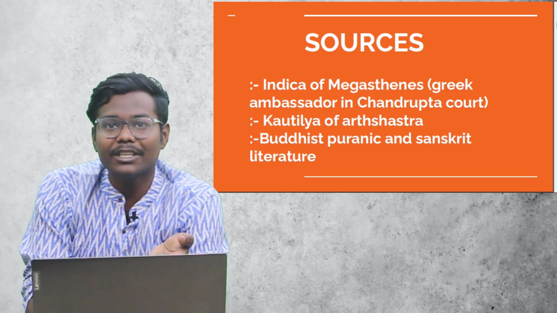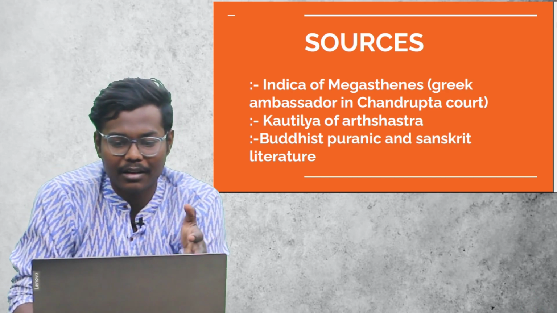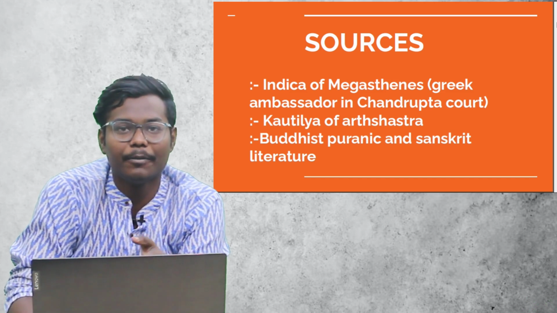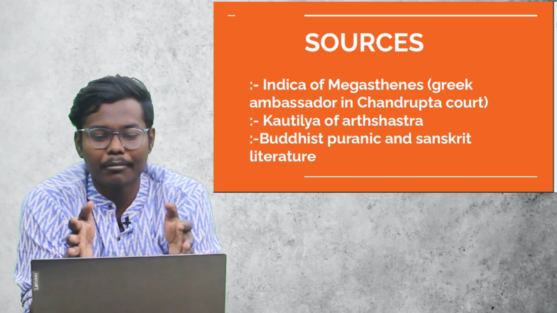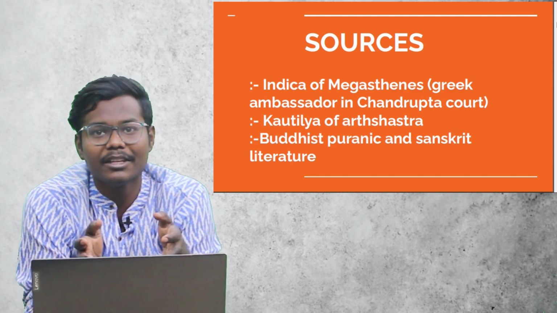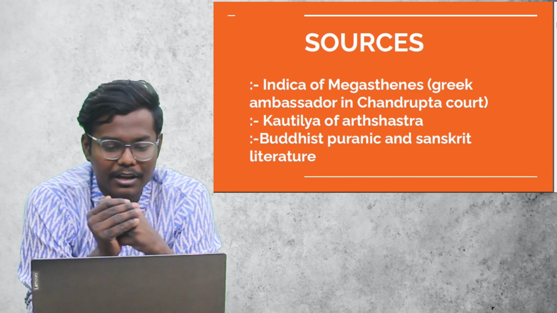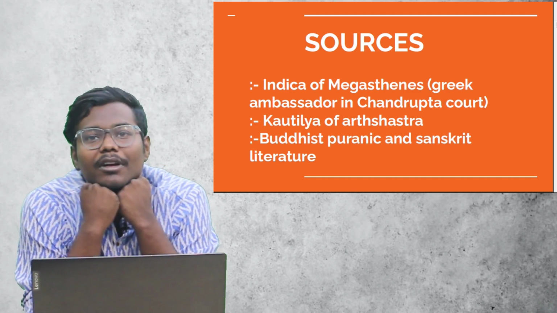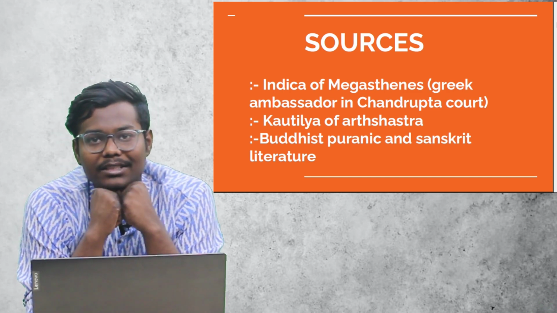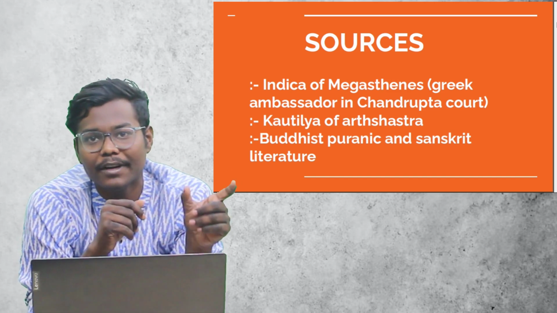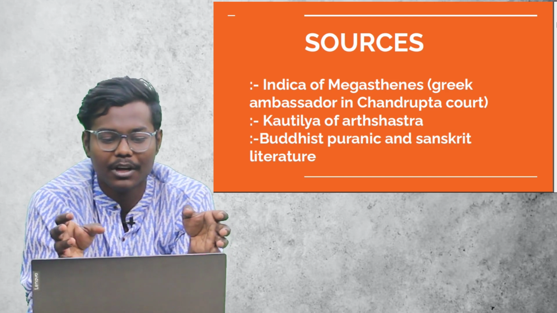Then what are the sources to study this period, especially this Mauryan period? One is Indica of Megasthenes. Megasthenes was a Greek ambassador in the court of Chandragupta. One thing about Indica is that we don't have Indica. The book is lost, but we find references to Indica in many other books.